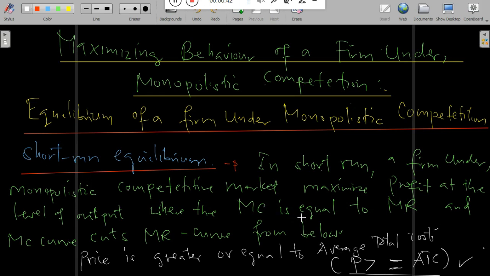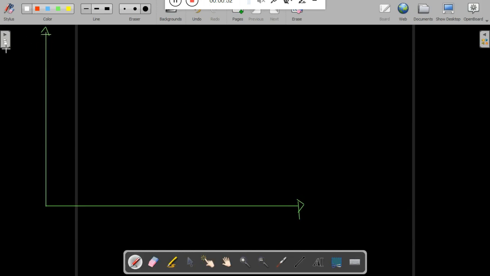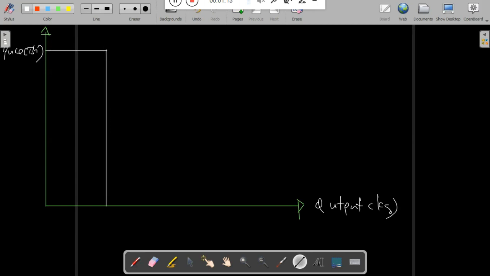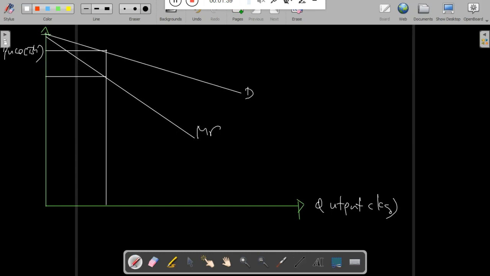So the price is greater than or equal to the average total cost. The short-run equilibrium under monopolistic competition is demonstrated like this. We have the price, in Tanzania shillings, on the left-hand side, and the output on the x-axis. So we sketch out a graph like this. We have the price P1, P star, and P2. First we draw the marginal revenue curve, and we have the demand curve. Here we have the price star and price 1, that is P2 and price 1.